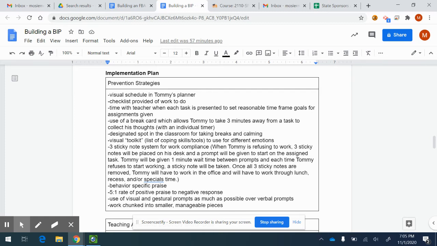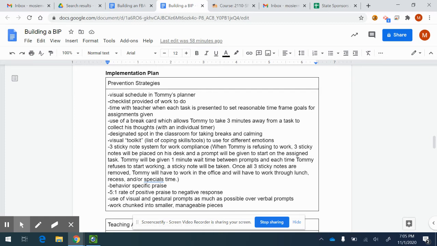Use of a break card, which allows Tommy to take 3 minutes away from a task to collect his thoughts. And for that, he uses an individual timer. Since his primary function is to escape work, we don't want to give him too many breaks or breaks for too long. And we want to specify what the breaks are for. So sometimes Tommy likes to use the excuse of, I'm stuck, or I don't know, or I'm thinking.